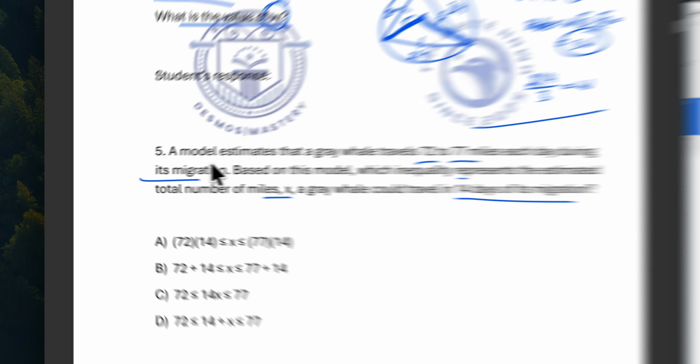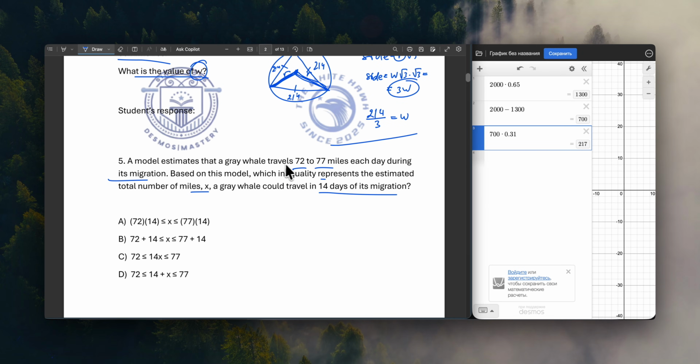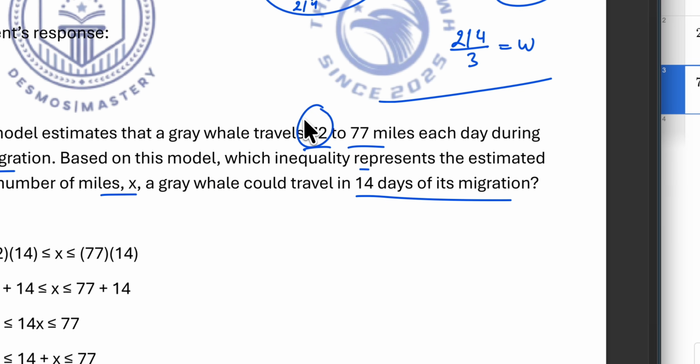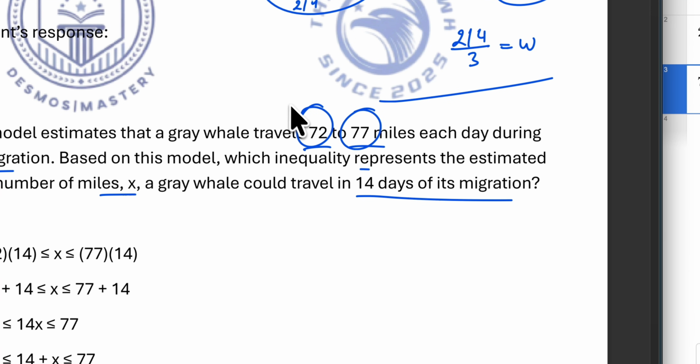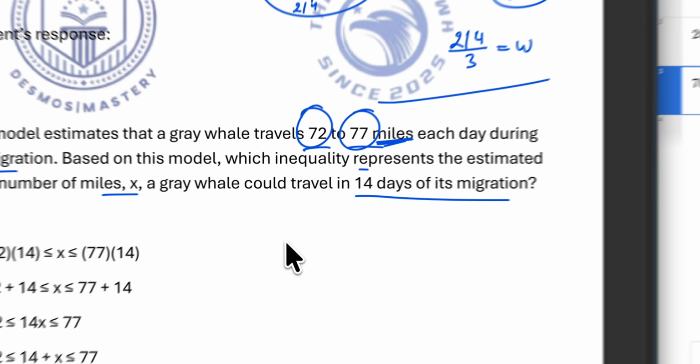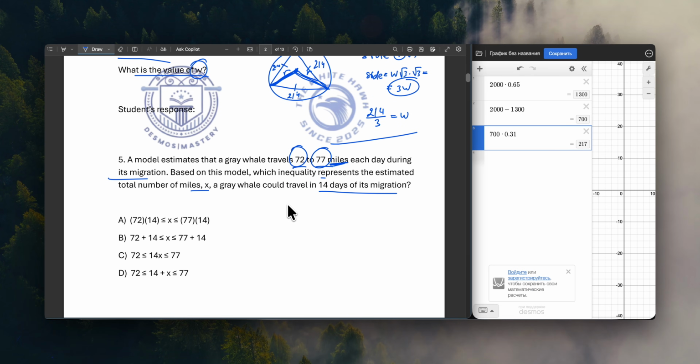Next, a model estimates that a gray whale travels 72 to 77 miles each day during its migration. Based on this model, which inequality represents the estimated total number of miles x a gray whale could travel in 14 days? Okay, we have here 72 to 77. Does it mean velocity or speed? No, it's not speed. It's distance. And we have 14 days.